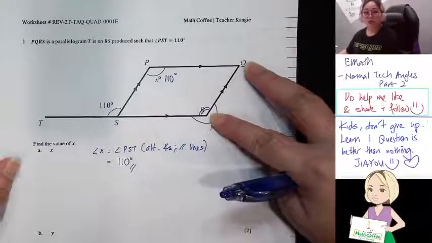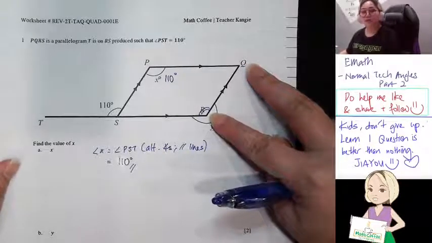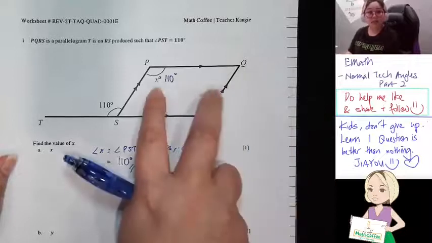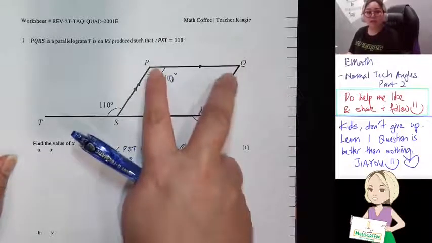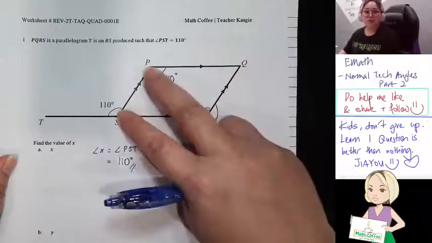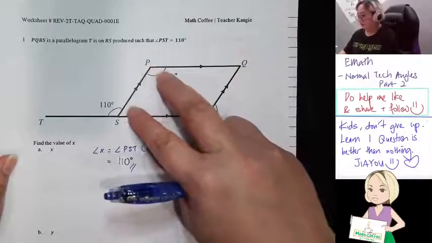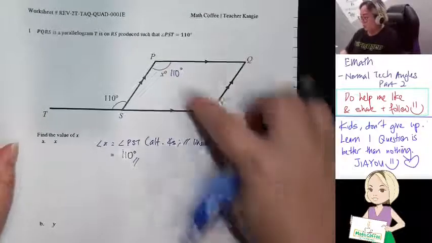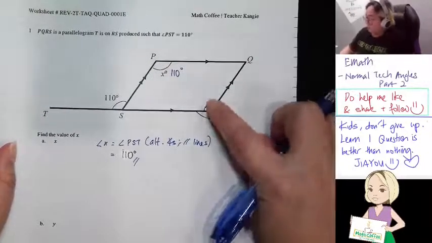Also, because there are parallel lines, there are a lot of interior angles. These two angles add up to 180. These two add up to 180. These two add up to 180. And these two add up together to be 180 degrees. Yes. So now I will say that this is 110, we know.